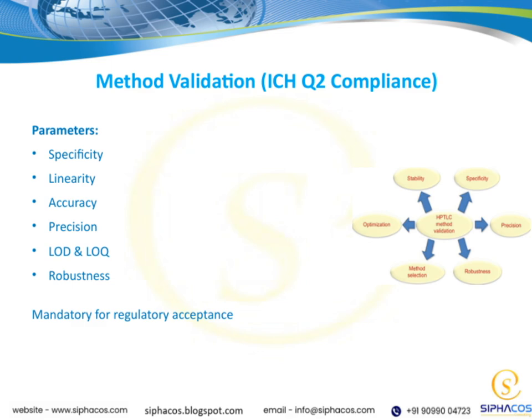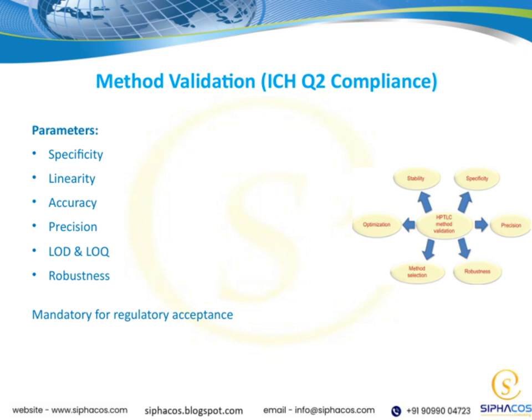Next is linearity. This parameter assesses whether our method produces results that are directly proportional to the concentration of the analyte across a specified range. It's fundamental for quantification accuracy. Then we have accuracy. This measures how close our results are to the true value. Ensuring accuracy means our method is providing correct data, which is essential for regulatory acceptance.